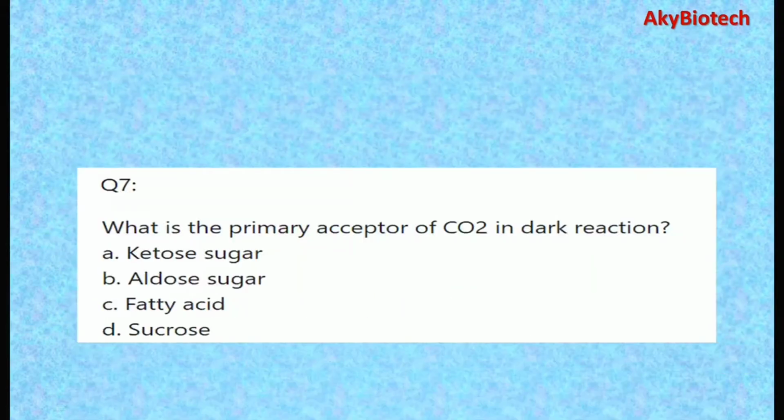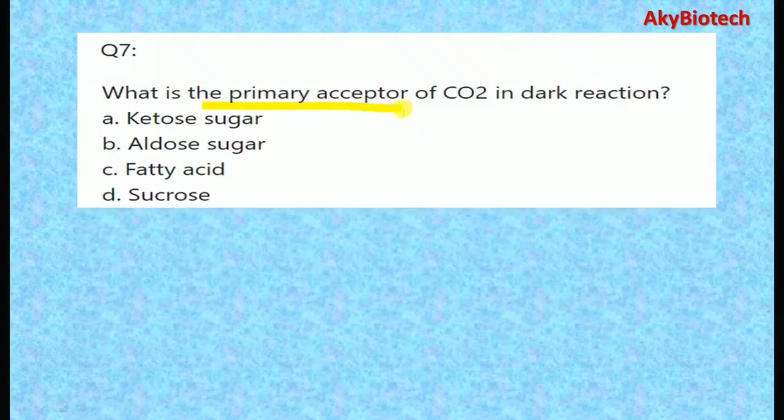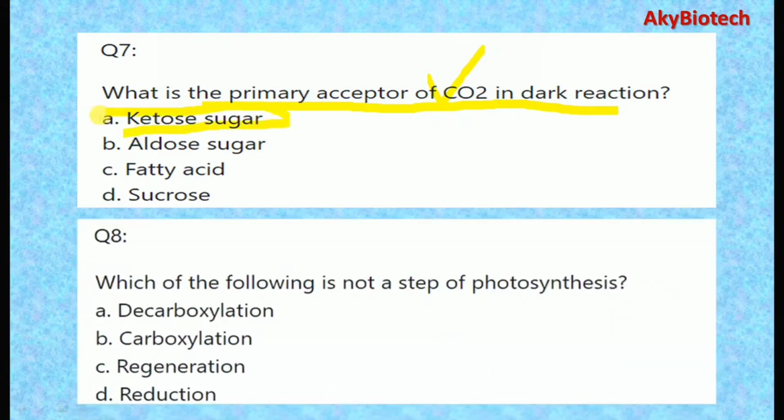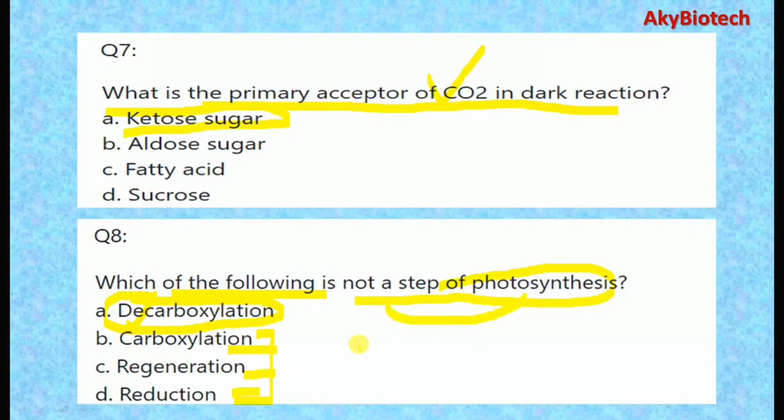Then question number 7. What is the primary acceptor of carbon dioxide in dark reaction? The primary acceptor of carbon dioxide in dark reaction is a ketose sugar. Number 8. Which of the following is not a step of photosynthesis? As we all know, these three are the steps of photosynthesis, that is carboxylation, regeneration and reduction. So we have to find out which is not a step, that is the decarboxylation. This is not a step of photosynthesis.